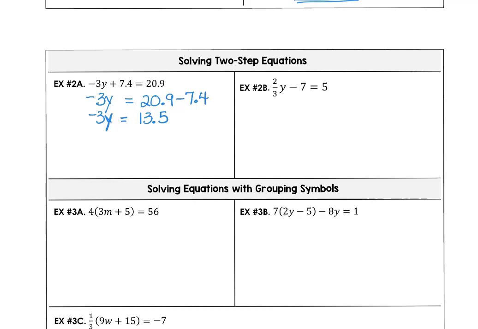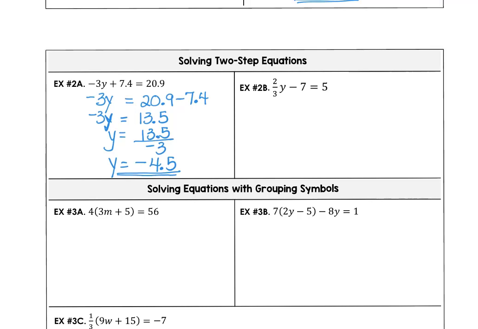Now looking back over to the left-hand side, y is getting multiplied by negative 3. So the opposite of multiply would be to divide by negative 3. And negative 3 divides 13.5, negative 4.5 times. I'll leave the checking up to you.